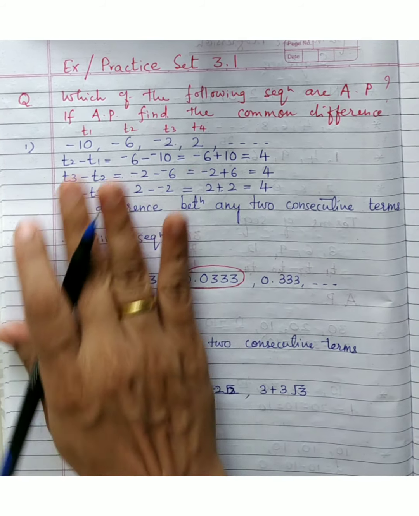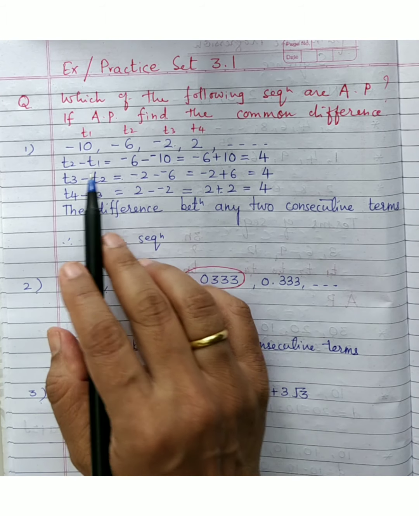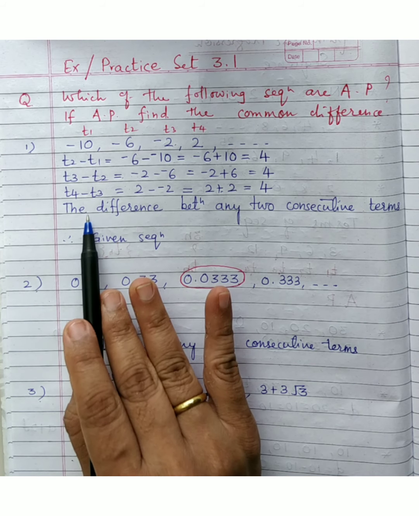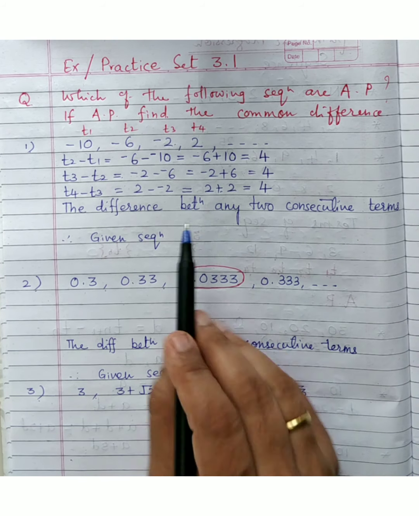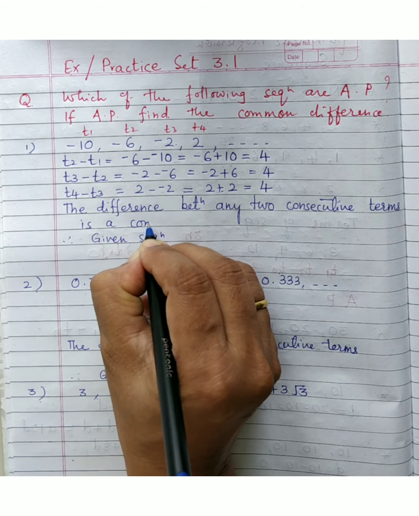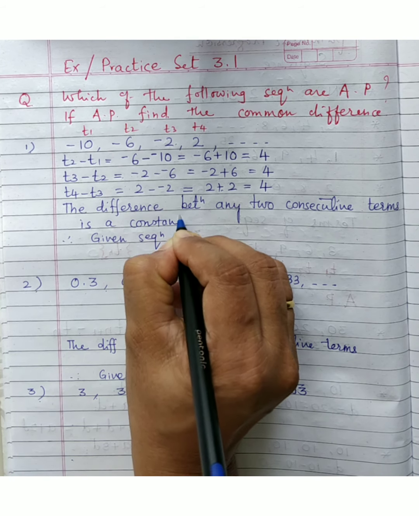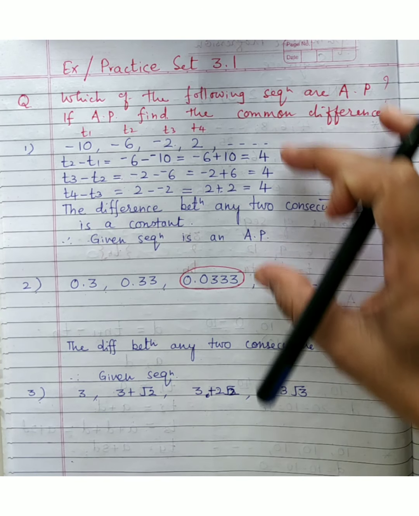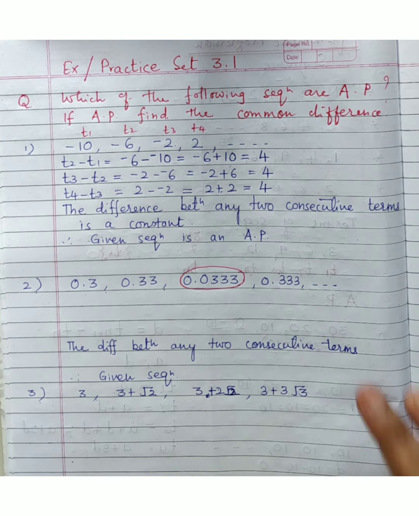So for all the terms we have found that the difference is a constant. This statement should be written: the difference between any two consecutive terms is a constant. That is 4, not changing, it is a constant. Therefore the given sequence is an AP. All steps are compulsory. You have to write all the steps.